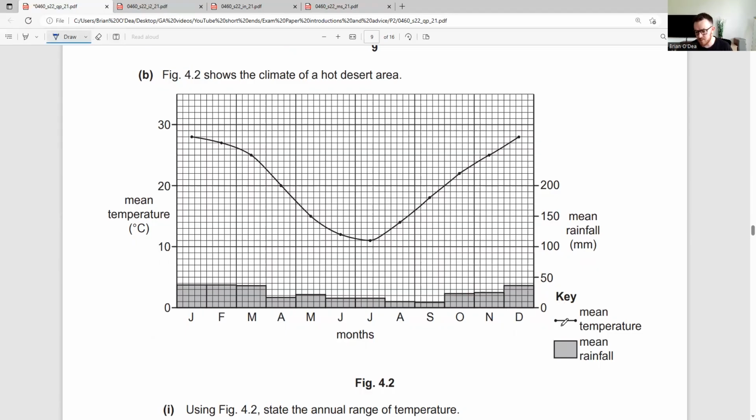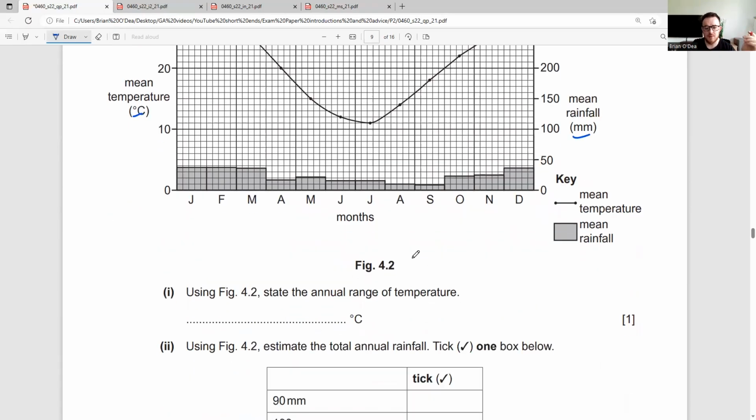The key tells you that mean temperature is the line, mean rainfall is going to be the bar graph. So usually we say temperature precipitation, you'll see a line graph and a bar graph together. Okay, so we see degrees Celsius, millimeters. It's very important to find the measurements, the units, make sure you know which is which. So state the annual range of temperature in degrees Celsius.